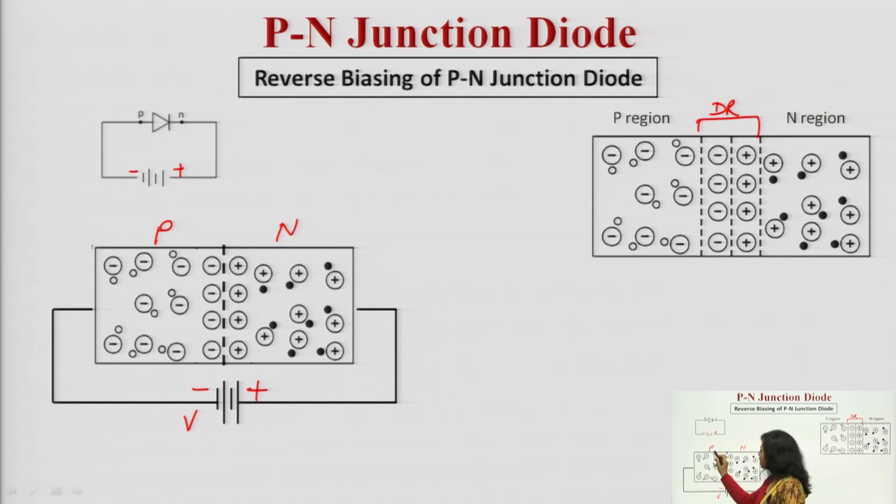So, what is going to happen? Holes are having positive charge. Because of this negative terminal of the battery which is being attached to P, holes will be moving away from the junction. Similarly, electrons which are having negative charge will be moving away from the junction, means they are moving towards right. It means now this depletion layer width will increase.